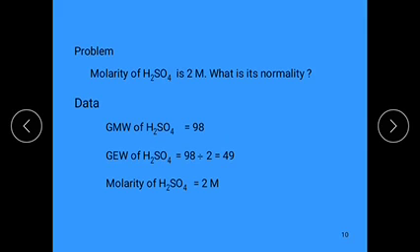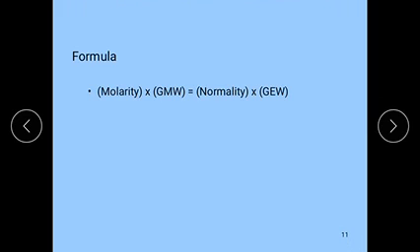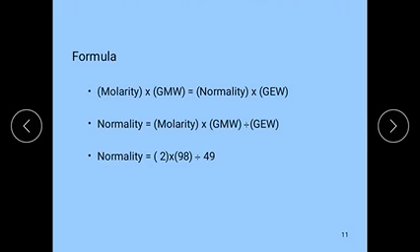The molarity of H2SO4 solution, as we just discussed, is 2 molar. At that time we use the formula molarity into gram molecular weight equal to normality into gram equivalent weight. Normality equals molarity into gram molecular weight all divided by gram equivalent weight, then normality equals 2 into 98 divided by 49, which equals 4 normality.